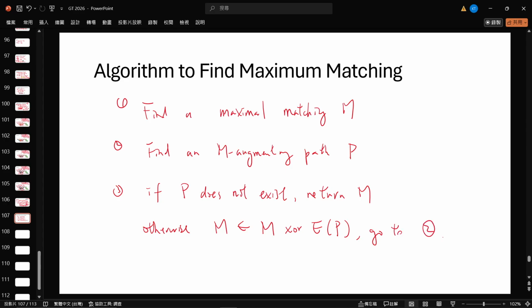So this is the algorithm. Start with some matching, find an augmenting path. If the algorithm cannot find an augmenting path, we just return the current matching. Otherwise, if there's an augmenting path, we take the exclusive OR and repeat the process.